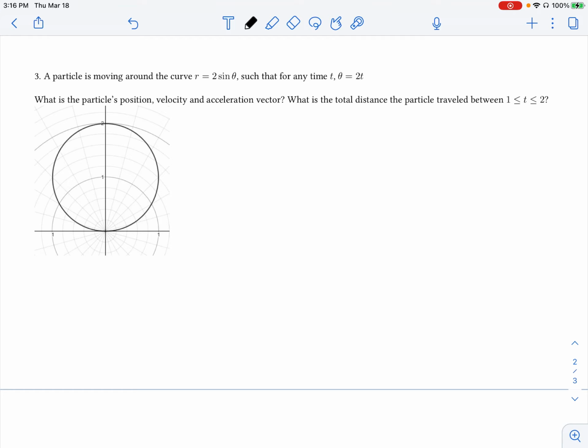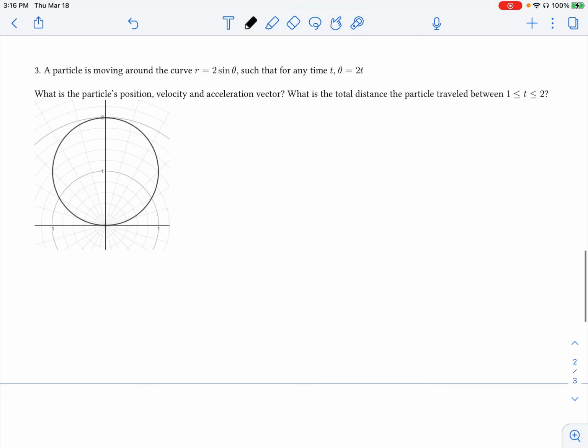So we have a particle that is moving around the curve that is defined as r is equal to 2 sine theta, such that for any time t, theta is equal to 2t. So in other words, when t is equal to 1, we would say theta is equal to 2 times 1, or 2 radians, if you will. So theta is a function of t. We're going to need to find our particle's position, velocity, and acceleration vector. And then we're going to want to find the total distance that this particle moves around this curve from 1 to 2 inclusive. So we're going to start off by writing our x and y equations.